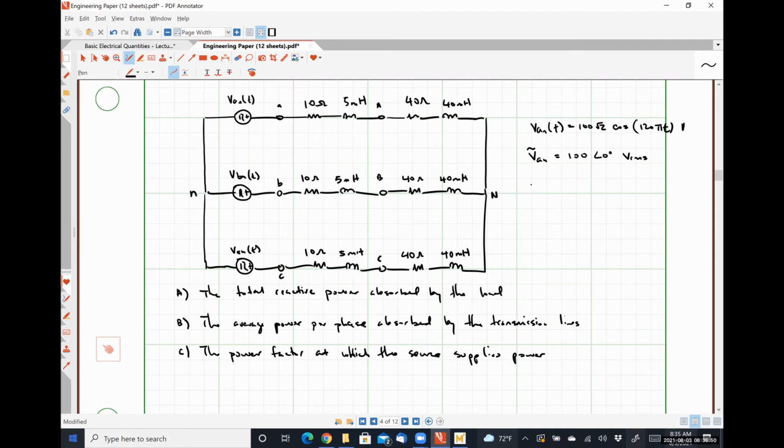What should the impedance of our wire be?